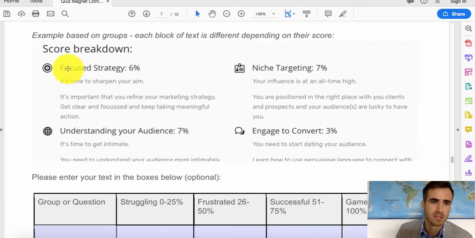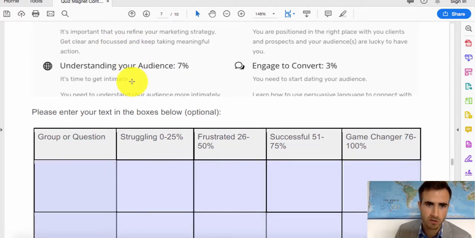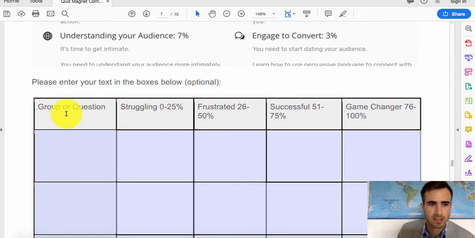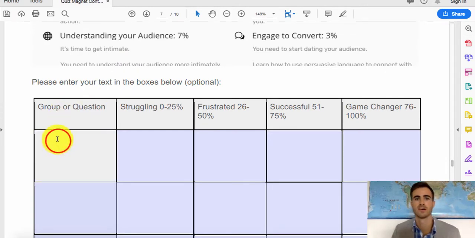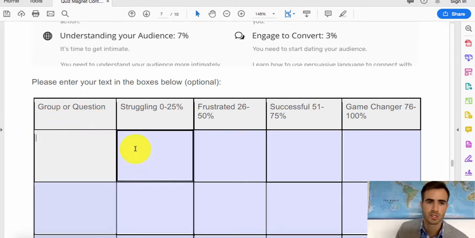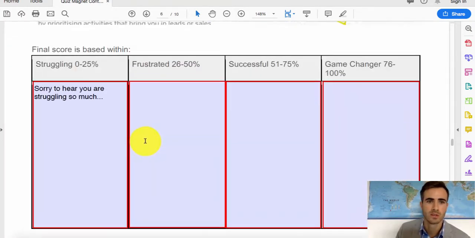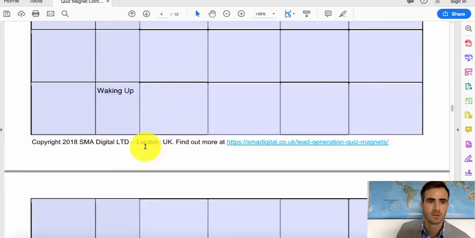And what I mean by that is, in this example, we've got focus strategies 6%. So this is showing up text for a specific question or grouping around this particular area of focus strategy, and this is the text that's showing up. If I scroll down to here, you can see you've got your group or question here. So this might be the very first question that I asked about, over at the top here.